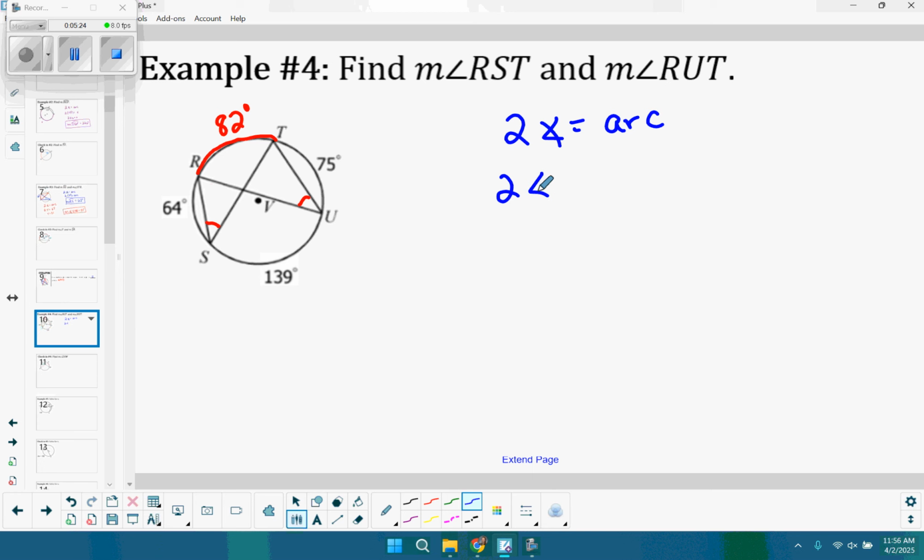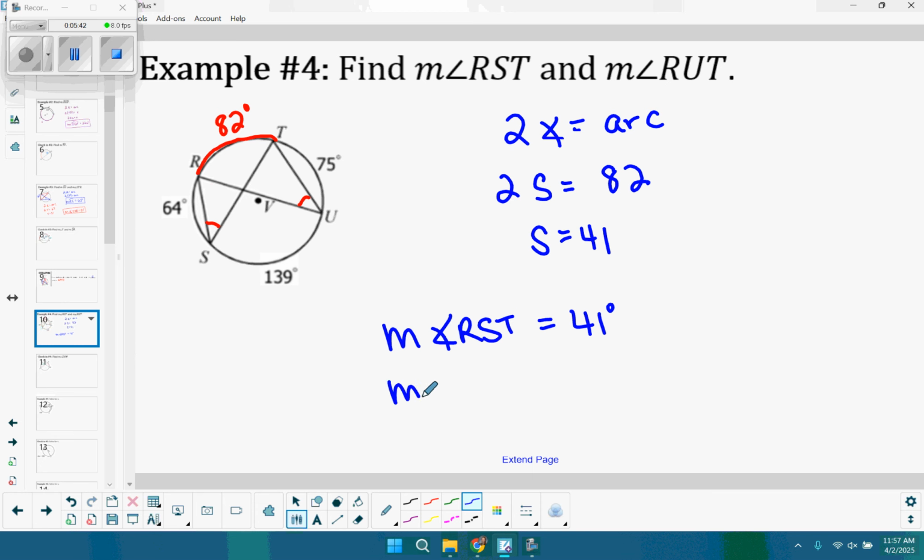So 2 times S is equal to the arc, which was 82. Divide by 2, we get 41. So the measure of angle RST is 41 degrees. And since they're congruent, the measure of angle RUT is 41 degrees.